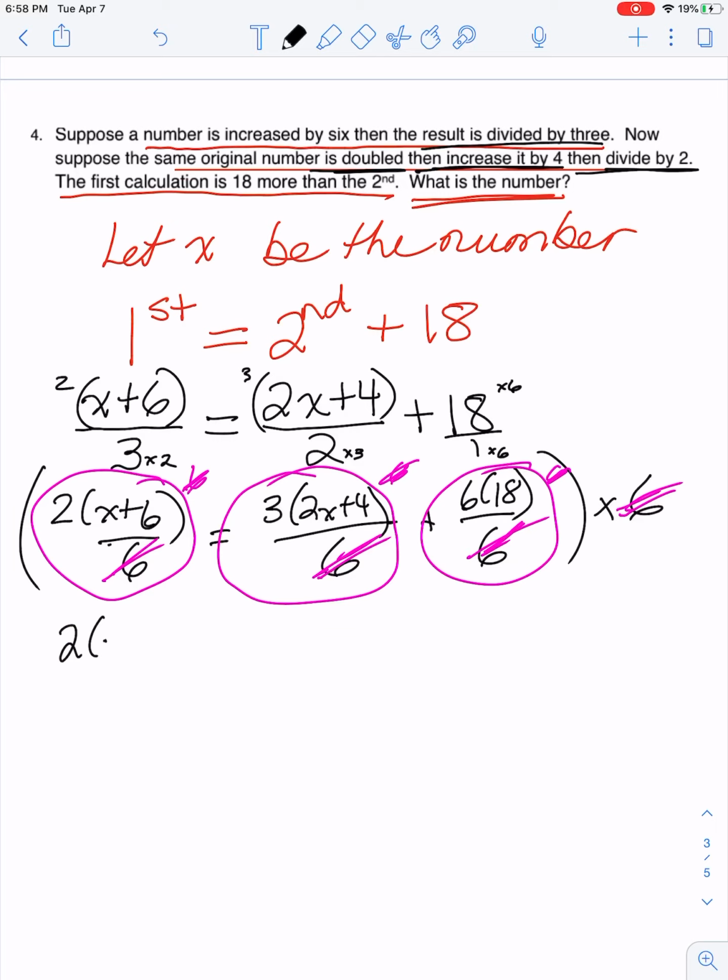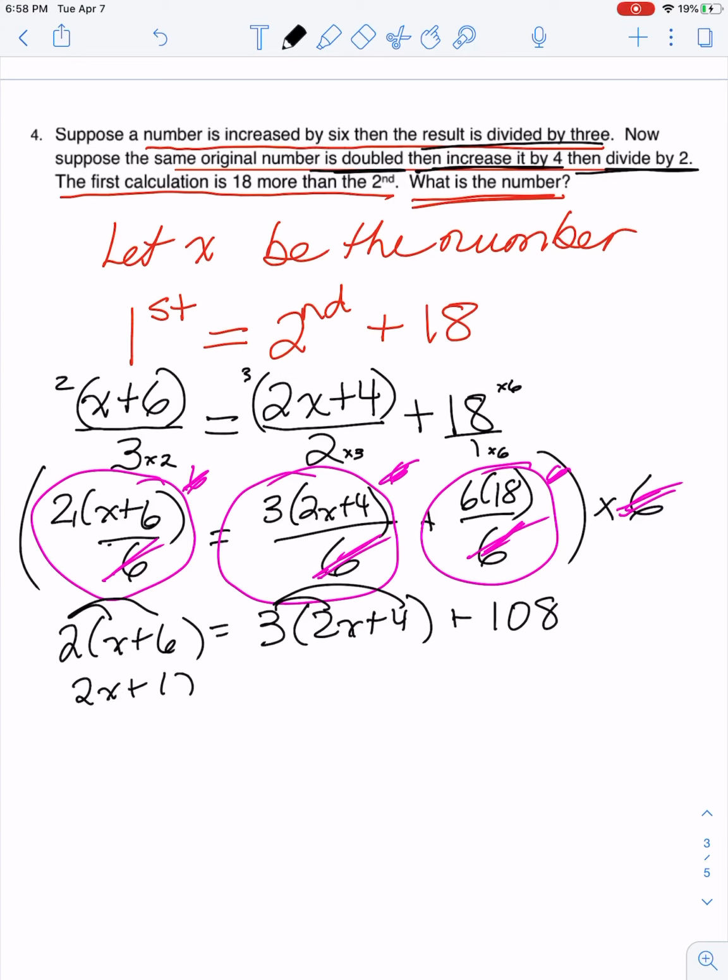Simplified, that gives us 2 times x plus 6 equals 3 times 2x plus 4 plus 6 times 18, which is 108. And expanding, notice when I multiplied this x plus 6 times 2, I put brackets around it. You have to put brackets around it to show that you're multiplying the whole thing by 2, not just the x. So that's 2x plus 12 equals 6x plus 12 plus 108.